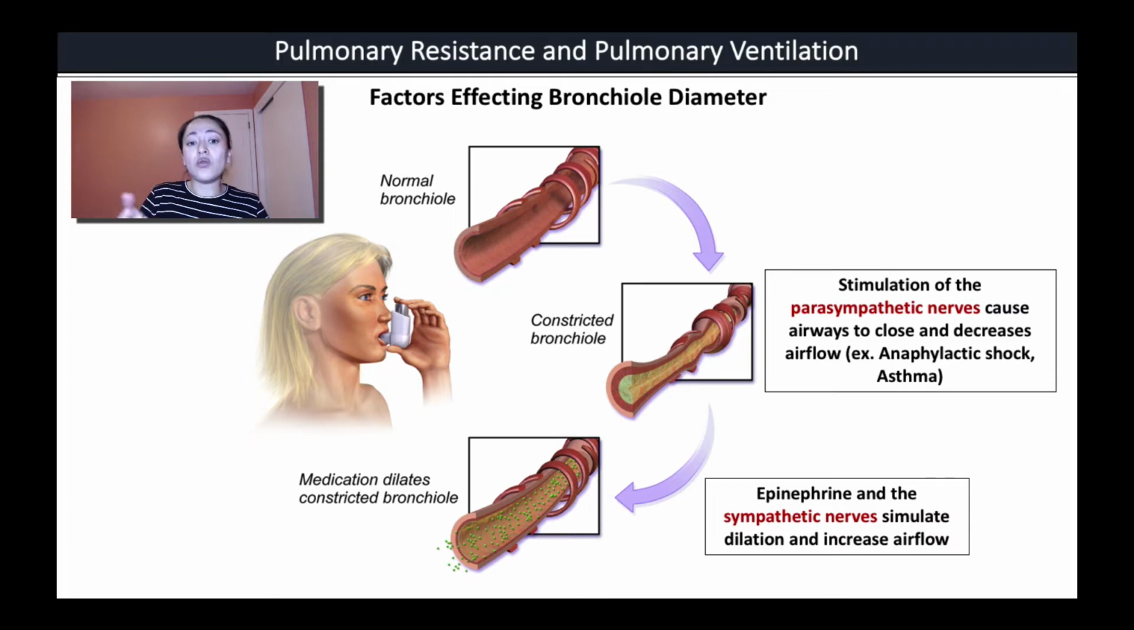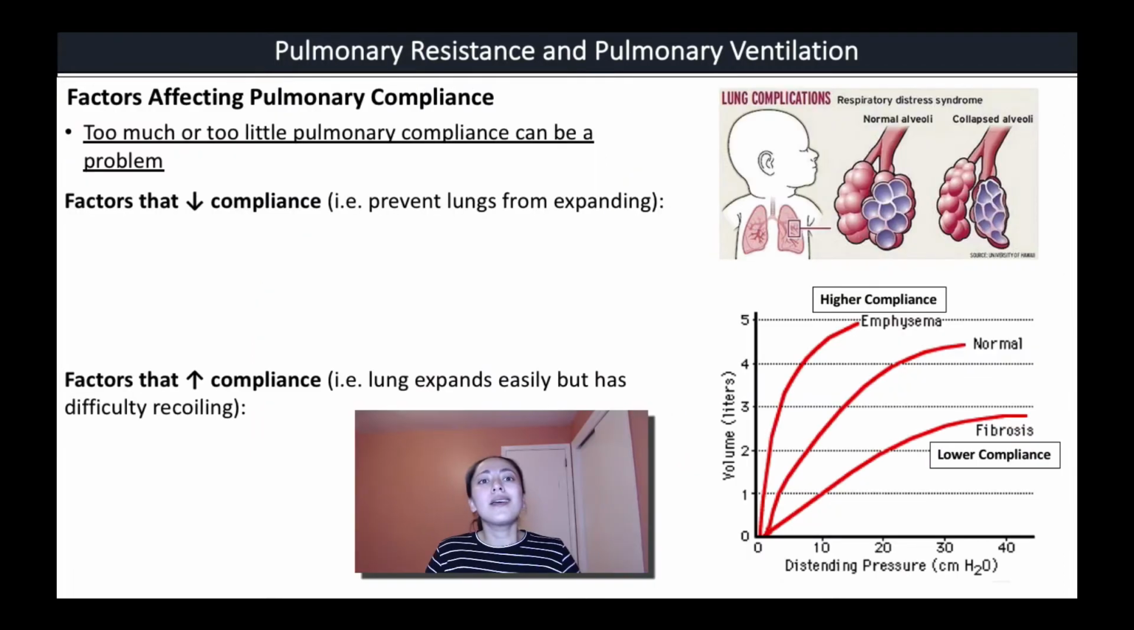One way, though, that you can counteract this is by using an inhaler. An inhaler contains medication that dilates the bronchioles. It contains epinephrine, and that stimulates your sympathetic nerves, and that causes dilation of your bronchioles and opens them up again to increase airflow. Now let's talk about some factors that affect pulmonary compliance.